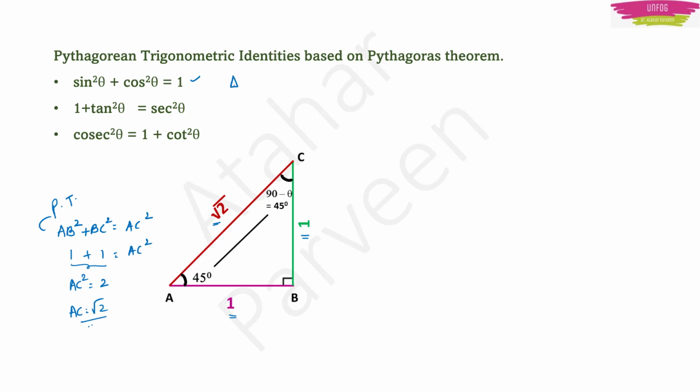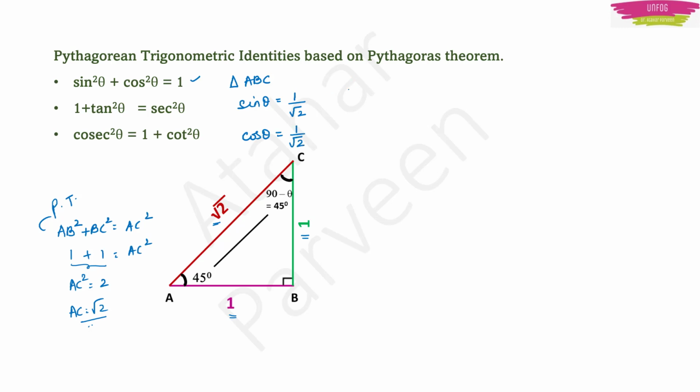See, in this triangle ABC, what is the value of sin theta? Sin theta will be equal to opposite side by hypotenuse. Opposite side is BC and hypotenuse is square root of 2. Correct? Like that only, what is cos theta? It is adjacent side by hypotenuse.